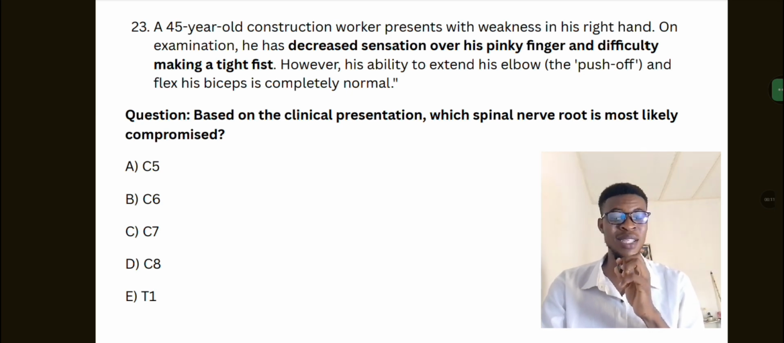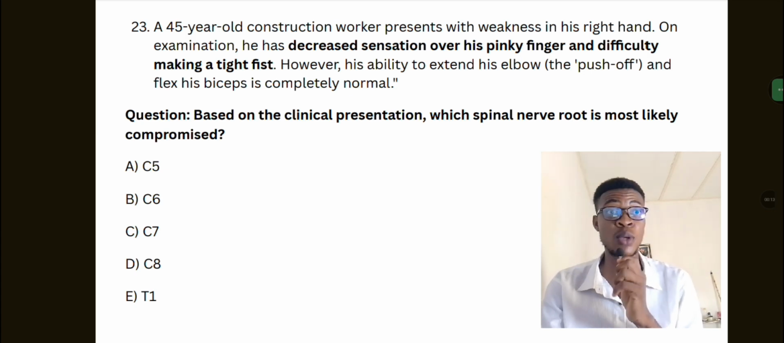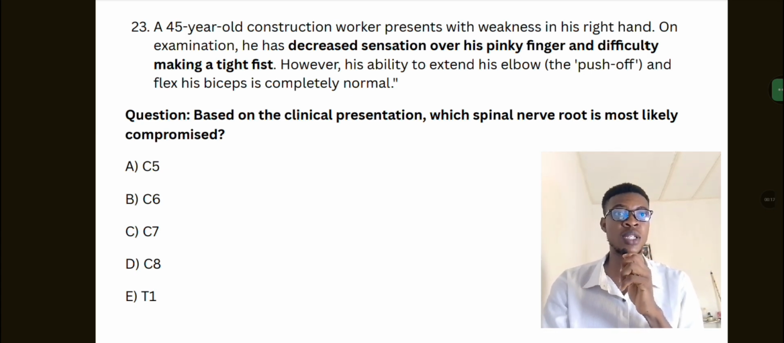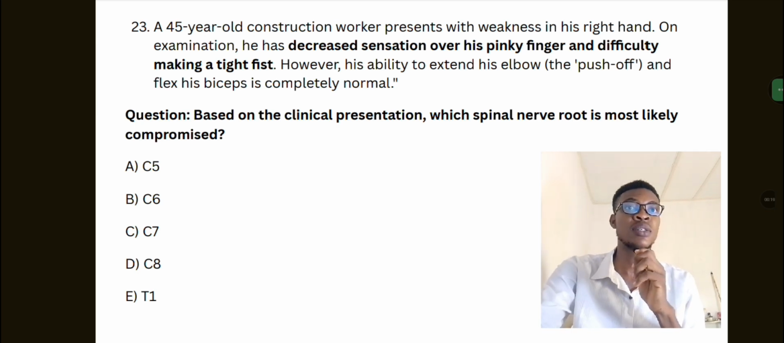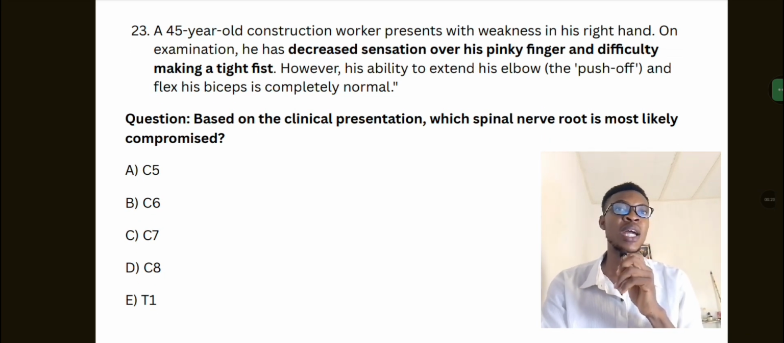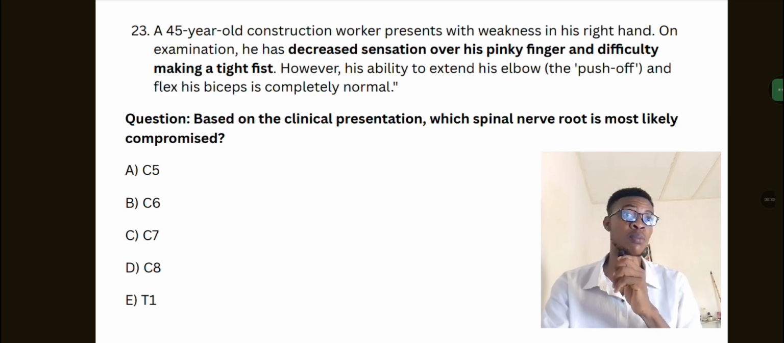Today, we are looking at a clinical case of myotomes and dermatomes. A 45-year-old construction worker presents with weakness in his right hand. On examination, he has decreased sensation over his pinky finger and difficulty making a tight fist. However, his ability to extend his elbow and flex his bicep is completely normal. Based on the clinical presentation, which spinal nerve root is most likely compromised?